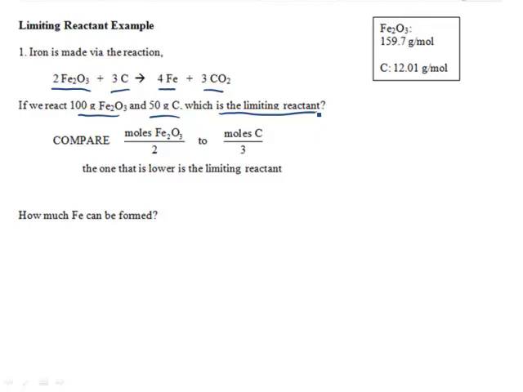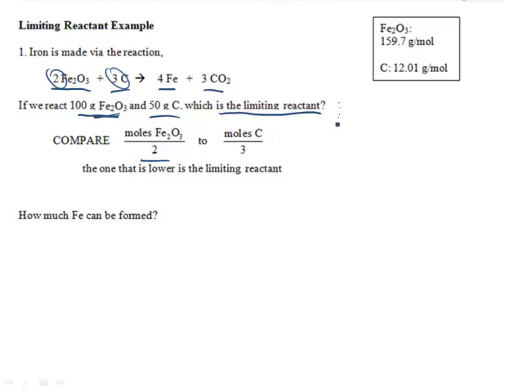Let's do that first, and then on the next screen we're going to look at how much iron can be formed. So we turn to the limiting reactant first. Using the relative number of moles method, we take the moles of iron oxide and divide it by its stoichiometric coefficient, 2, that's here. And we take the moles of carbon and divide those by its stoichiometric coefficient, which is 3.